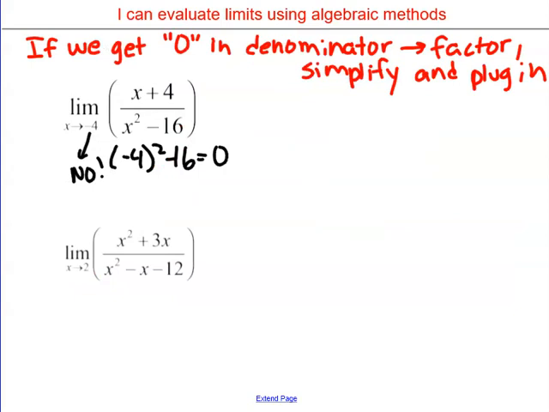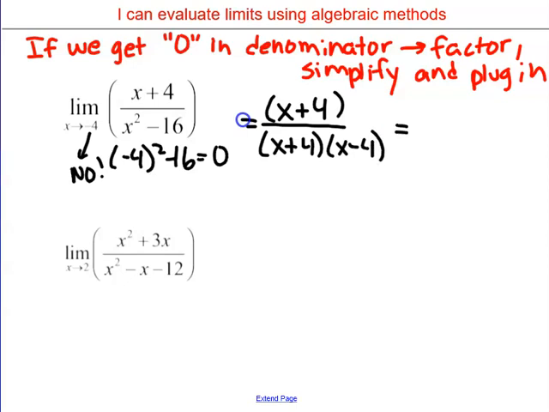But in this case, we're going to try to factor. I can factor the top. Well, I can't. It's just x plus 4, but if I could, I would do that. I can factor the bottom, 2 perfect squares, x plus 4, x minus 4. I'll reduce that, so those cross off. And now it simplifies to 1 over x minus 4.